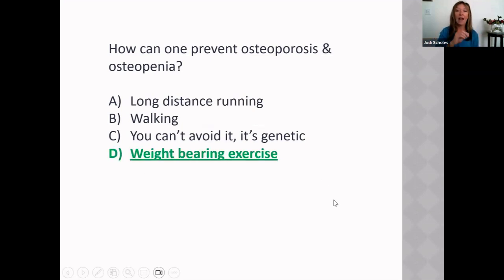And it is, out of those answers, weight bearing exercise. So walking is lovely, and it's good to stay active, but weight bearing exercise, absolutely the best answer there. And if it's in your genes, can you avoid it? It's actually good to know if your mom had it or your aunt had it, then good to know that you can prevent it by some of those ways we've talked about. Good job. And now you know too that osteopenia is the early stage of osteoporosis.